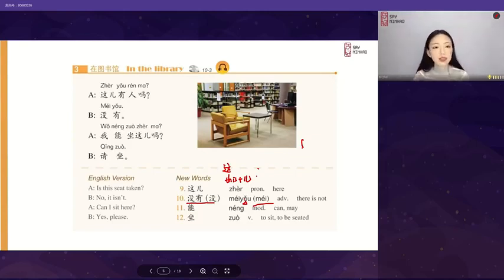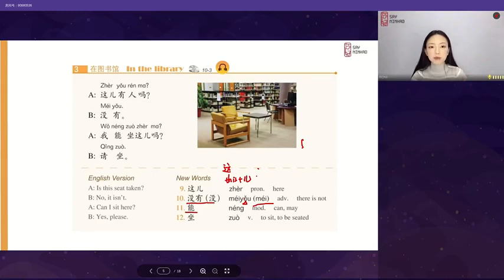And there is no one, no people, 没有人. And there's no one here is 这儿没有人. Okay, 这儿没有人. It is just like what we learned in text one, like 桌子上有什么? It is 这儿没有什么, okay? This is the same structure. We will put the location at the beginning, okay? The location.